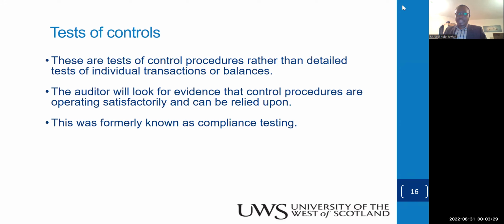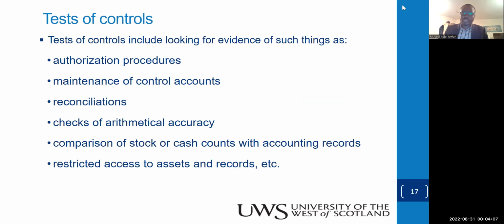Yeah, so what are test of controls? Simply, we're talking of test of internal control systems, okay? Or accounting systems, okay? So these are more of control procedures. They are not detailed testing of the transactions or balances, okay? So we want to look at evidence that the control procedures that leads to the final figures reported on the face of the books is satisfactory. It operates well. The system is strong enough and we can rely upon it, okay? Formerly, we used to call it compliance testing, but now we call it test of controls.